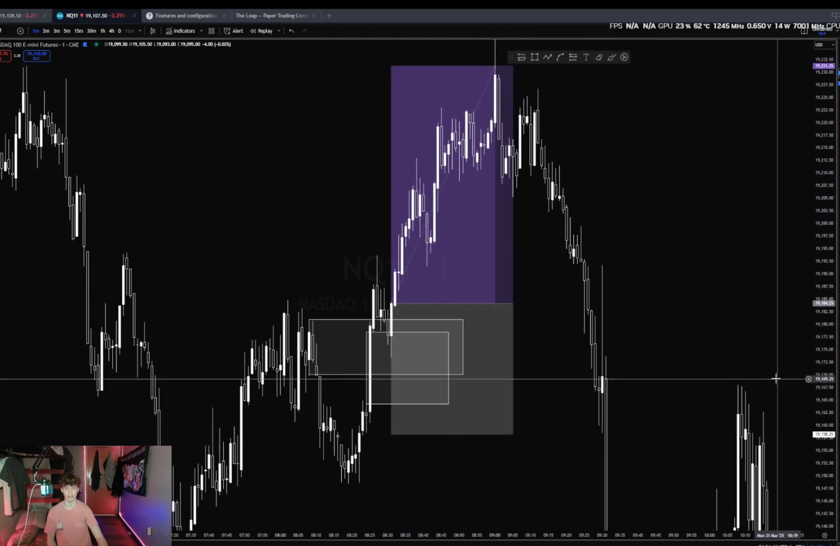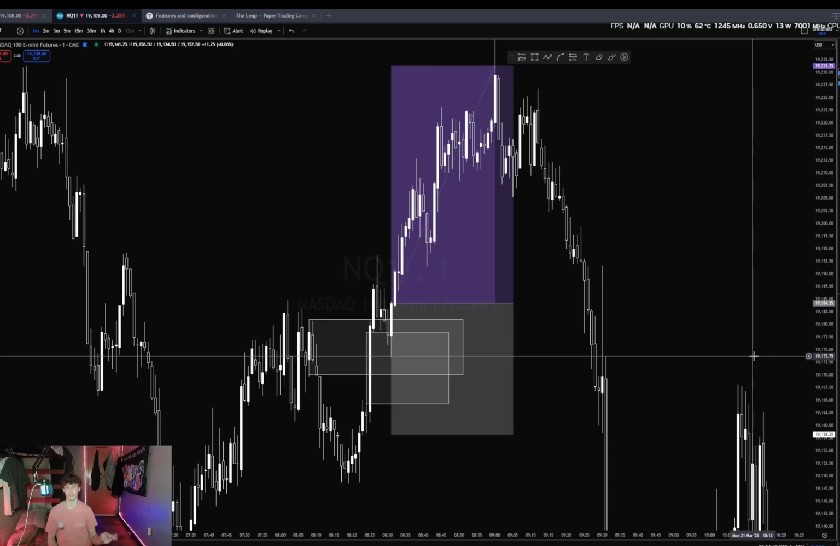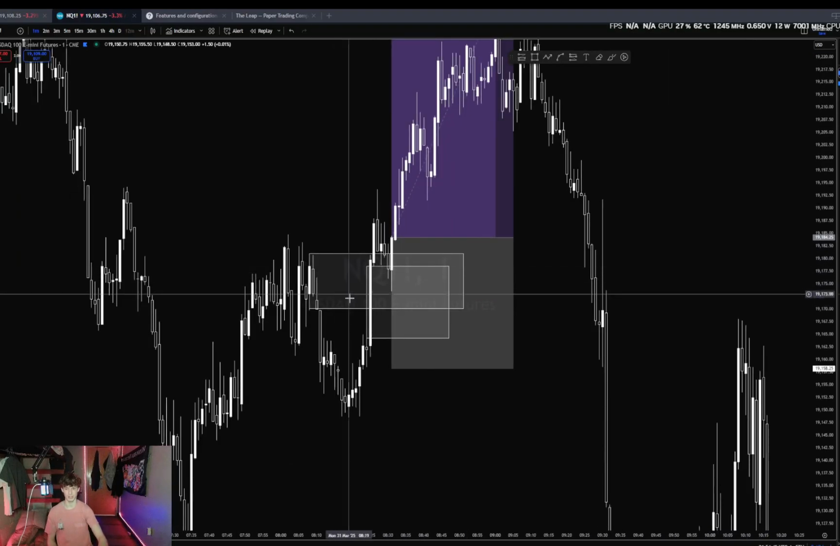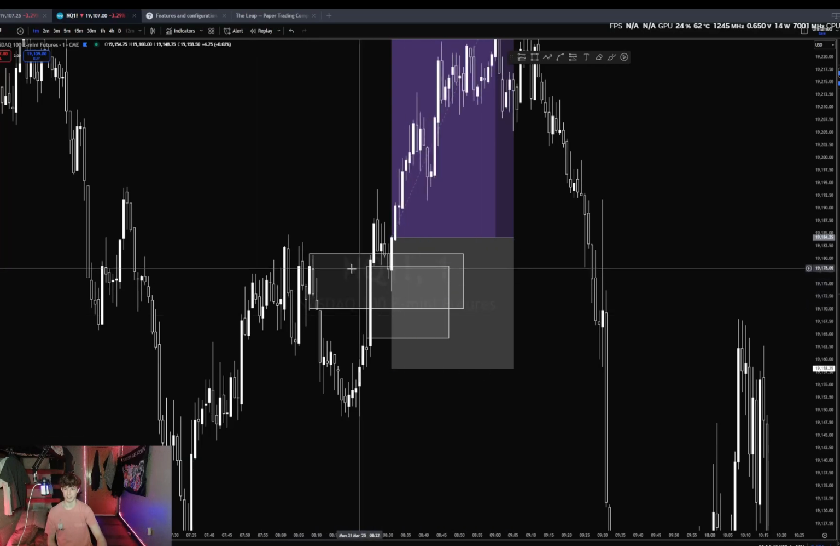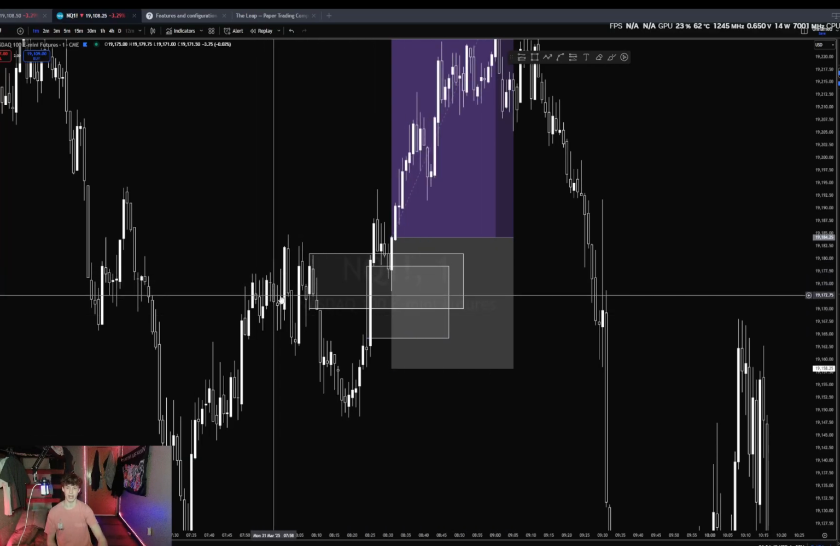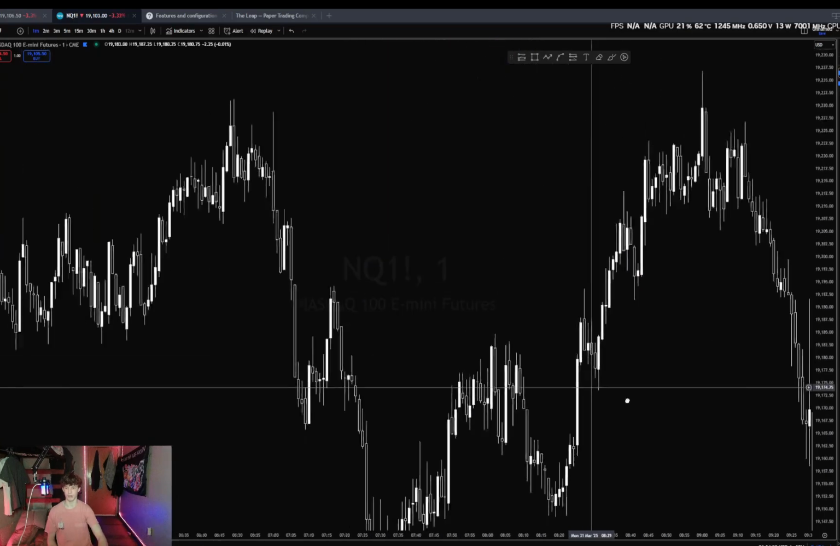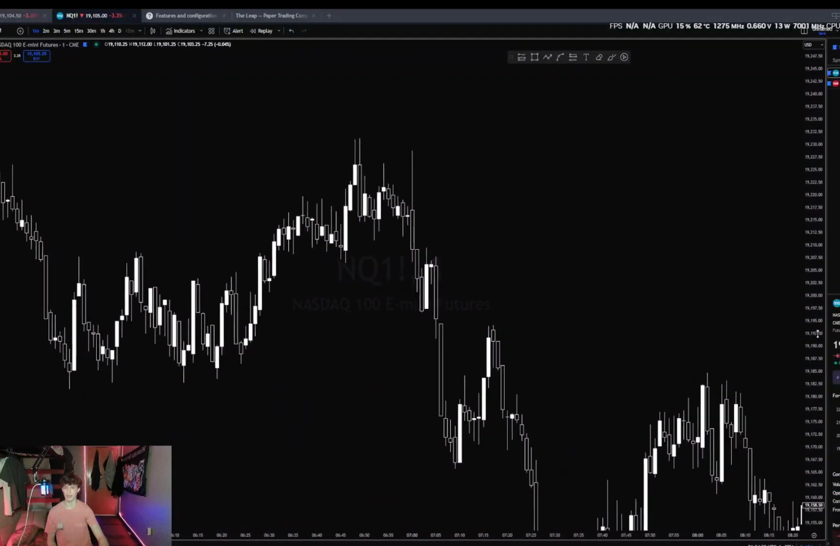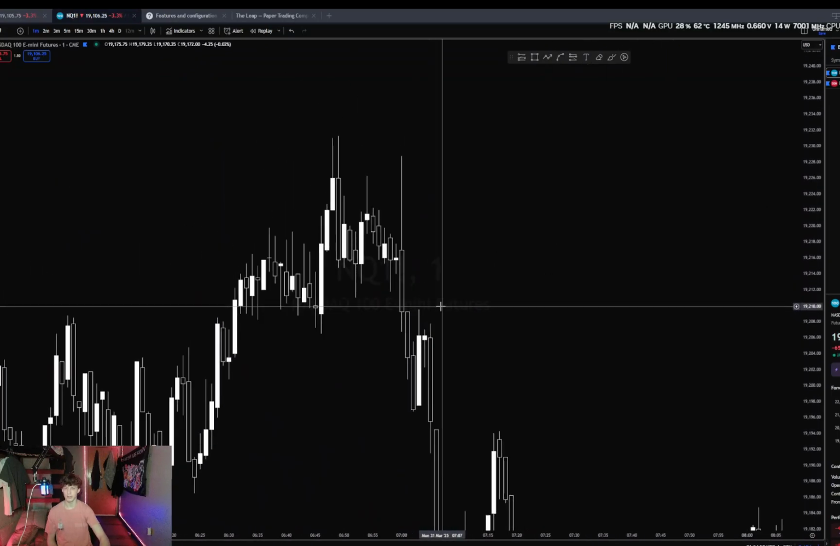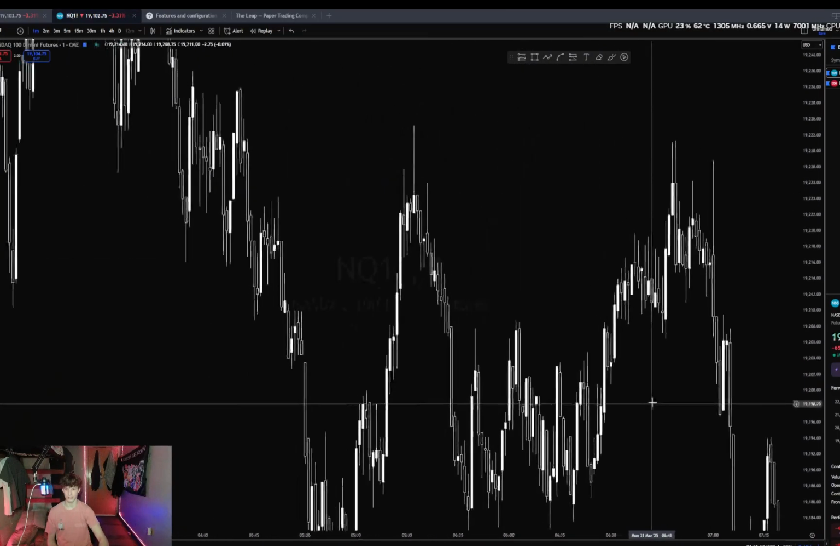You could literally make an entire model off of this. It's not what I trade, but when you have something clear like this, a nice displacing gap and a nice breaker block, that's pretty obvious, right? So this would be a pretty good example of that. And then I think we have a bearish one literally right here. It's not that clean. Let's not use that one.